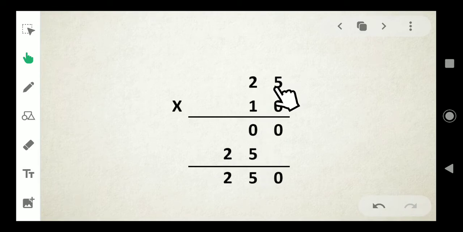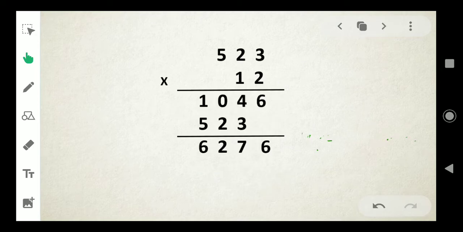1 into 5, 5. 1 into 2, 2. Just add it. If you write 0 here also, you may not have any confusion. Here also you can put 0. 0 plus 0, 0. 0 plus 5, 5. Here 0 plus 2, 2. So the product of 25 and 10 is 250.